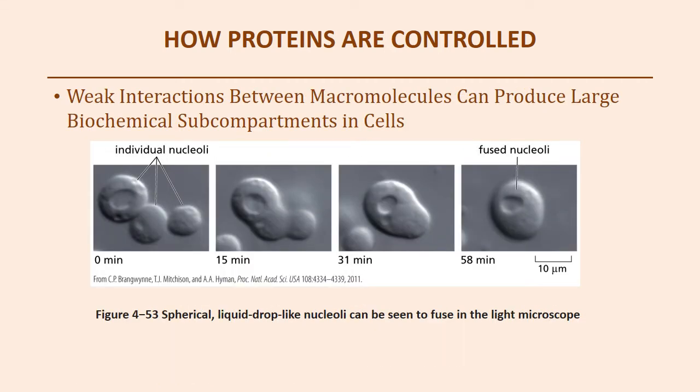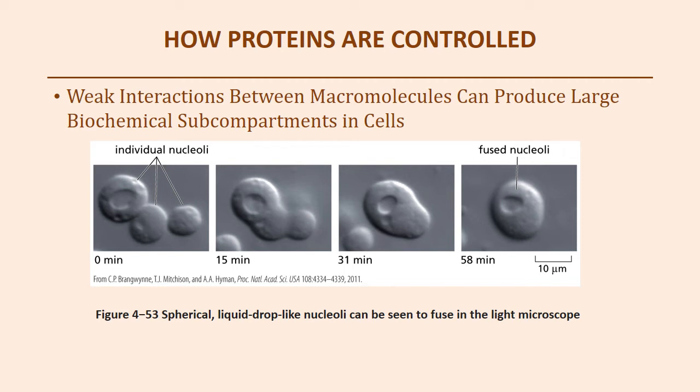One last item that I want to mention among how proteins are controlled is that it turns out that you can also have what they call weak interactions between the products or the macromolecules, and these can ultimately produce larger biochemical subcompartments. And a really good example of that is the nucleolus. So the nucleolus is an organelle that we have in eukaryotic cells. It sits within the nucleus. Its name, nucleolus, literally means mini nucleus, and the nucleolus is the site of ribosome production.